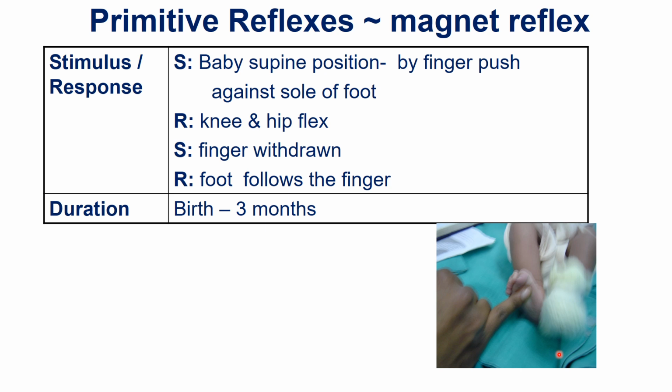It extends the hip and knee and follows your finger as if you are pulling the leg with a magnet. This is known as the magnet reflex. This is present from birth till 3 months of life. At 3 months this disappears.